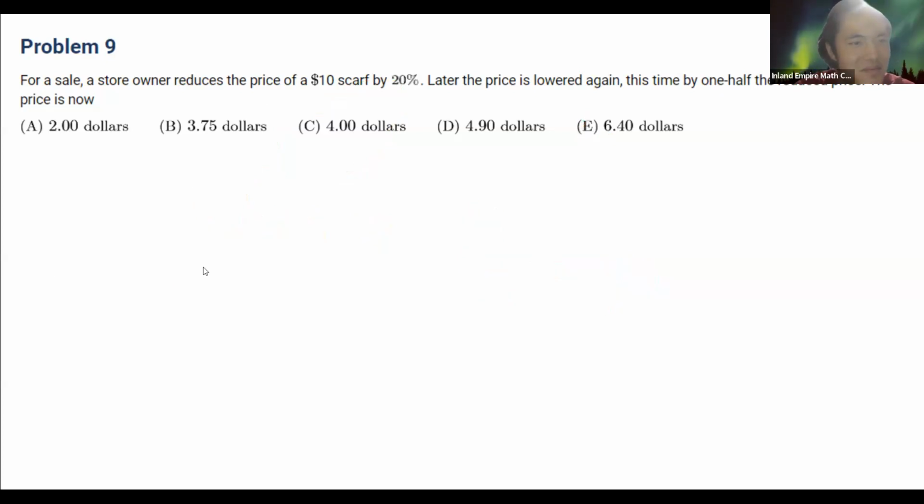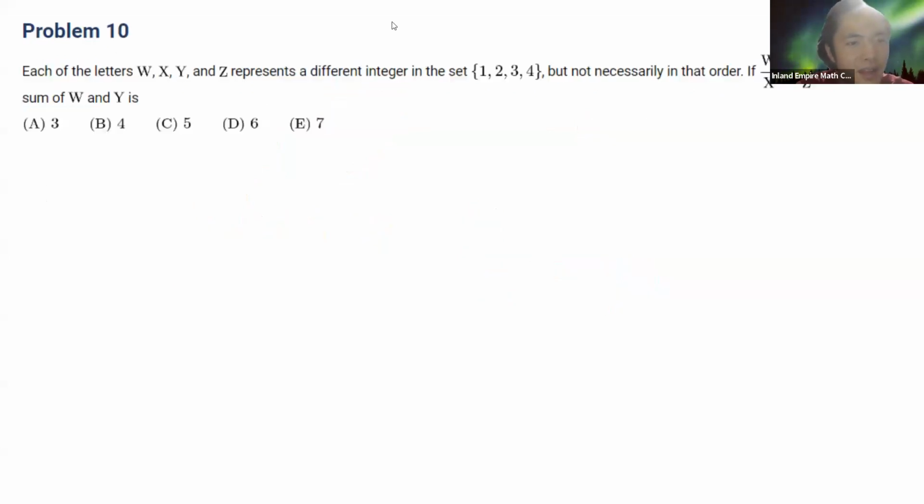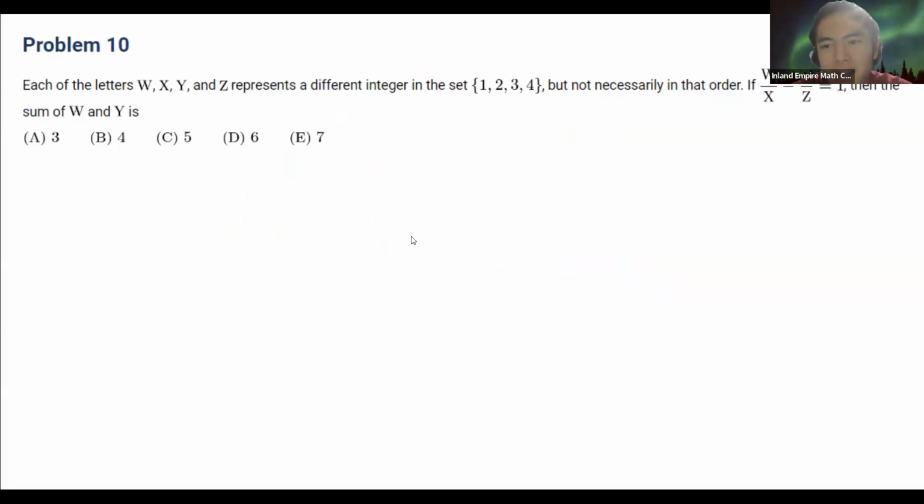All right, problem 10. Each of the letters W, X, Y, and Z represents a different integer in the set 1, 2, 3, 4, but not necessarily in that order. So if W over X minus Y over Z is 1, then the sum of W and Y is what? Jasper says E, Kemi says A. What does everyone else think?